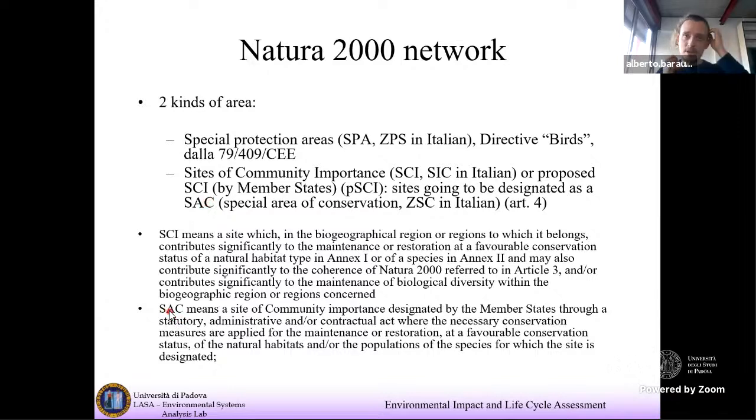SAC, Special Area of Conservation, is actually a sort of evolution of SCI. So it is a site of community importance for which things such as management plans have been implemented, okay? So it's the same site, but after it has been taken care of from the management point of view.